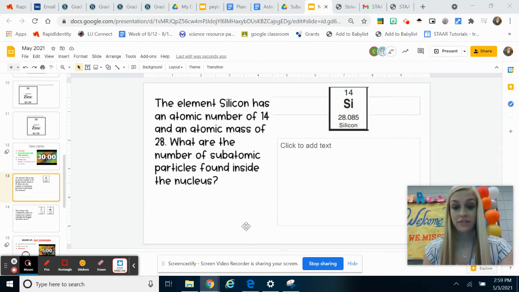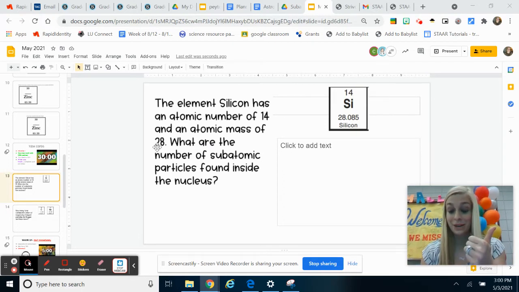Okay, so today you have an assignment with task cards. I'm going to complete 2 of them with you, but I'm not going to tell you which 2. So the first one says the element silicon has an atomic number of 14 and an atomic mass of 28. Okay, they told us the atomic number and the atomic mass. That's nothing that we couldn't find on the periodic table. You could find that on your periodic table. So really that's extra information. So let's look at what the question actually is.